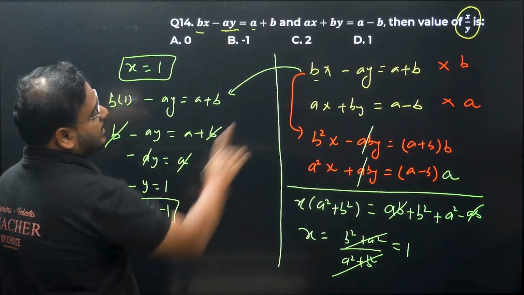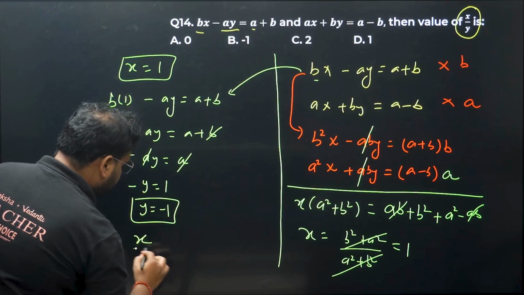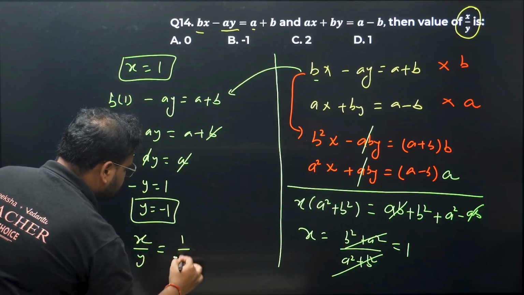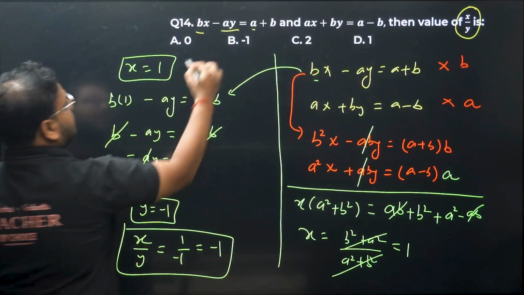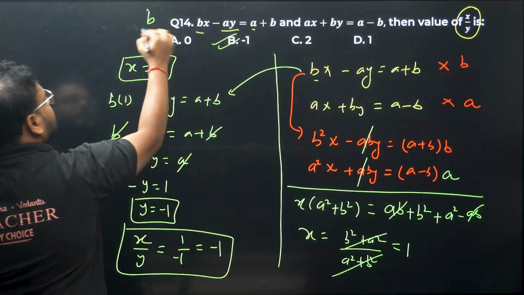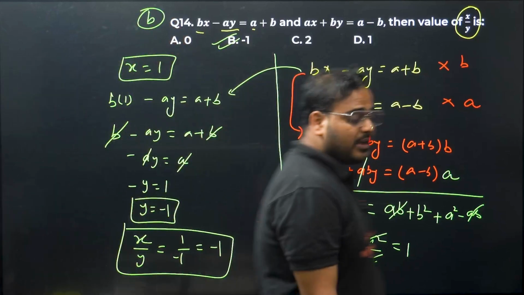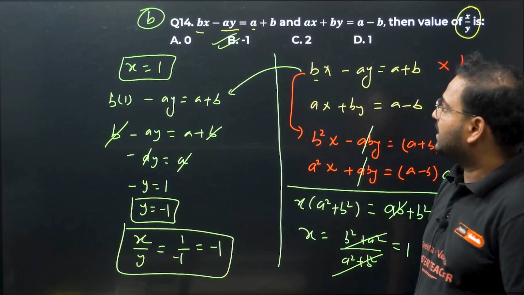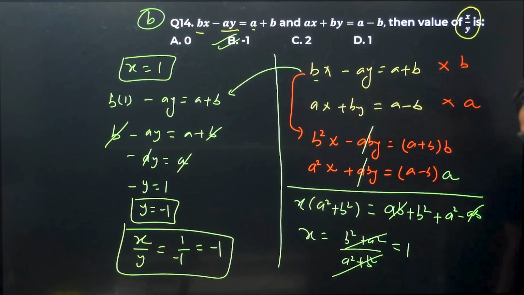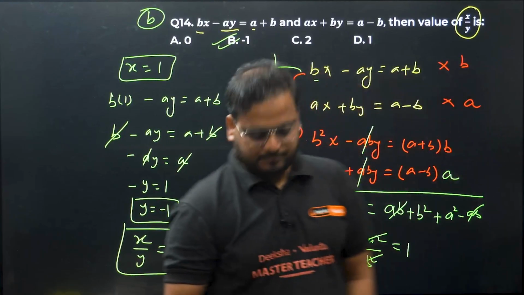What are they asking? x by y. x by y is what? 1 upon minus 1. This is simply minus 1. Minus 1 upon minus 1, simply minus 1. Option B is correct. Have a look. Clear all of this? Yes. 14th is over.